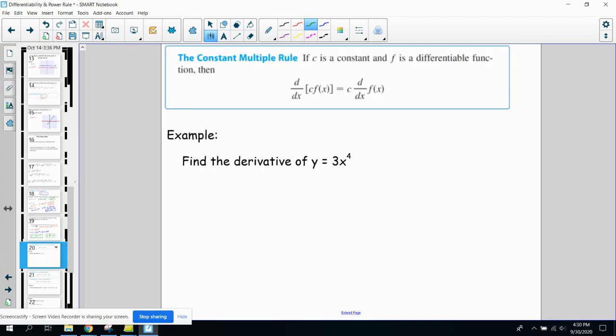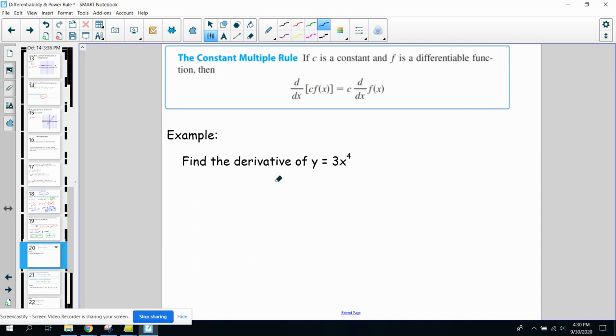The constant multiple rule is basically just saying that if you're taking the derivative of a function and you have a constant in front of it, you use the power rule, but you just multiply it by the number that's already in front. So you can split it up however you want. Easiest way, just literally multiply it in front.